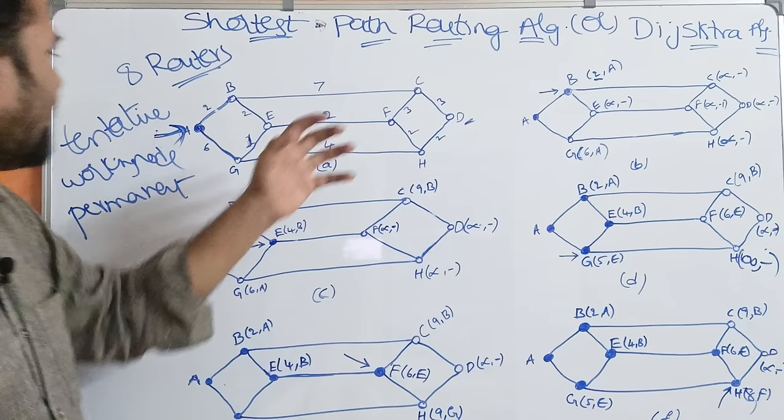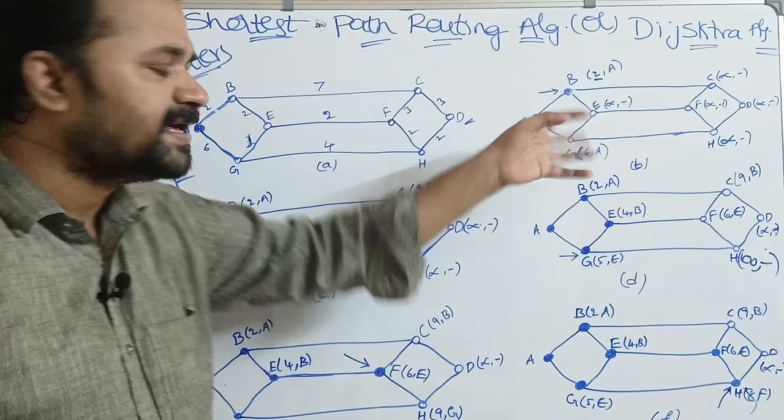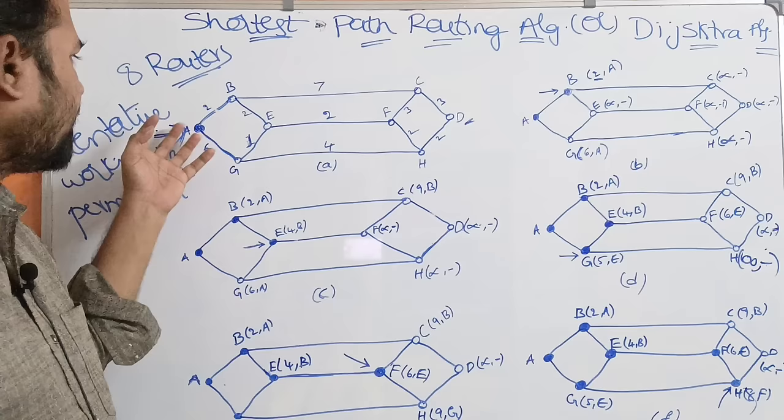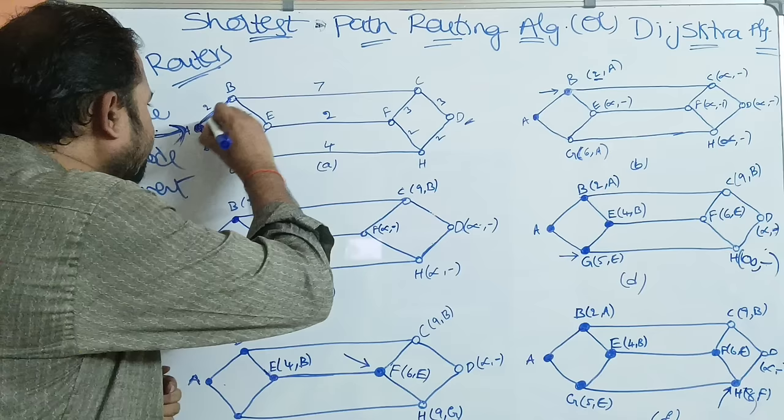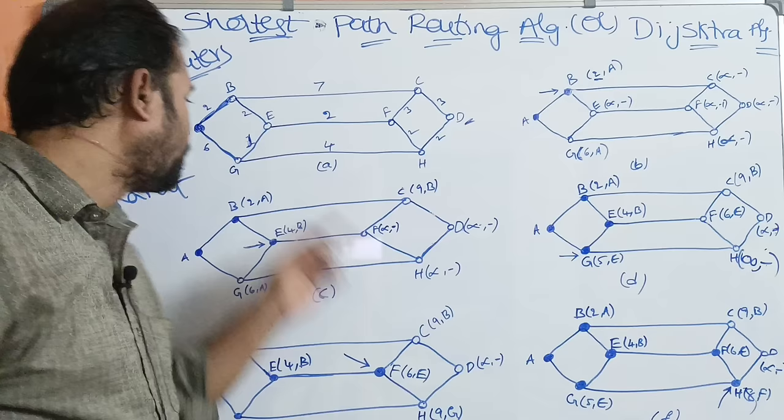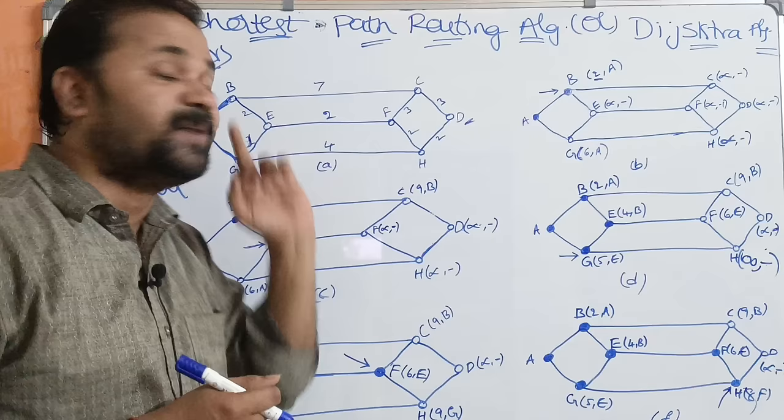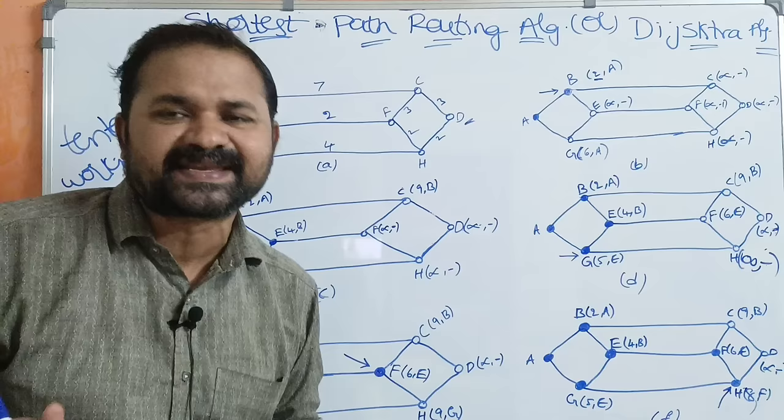Here we have a graph. This graph contains 8 routers: A, B, C, D, E, F, G, H. Here the routers are represented by nodes. Here the nodes are A, B, C, D, E, F, G, H. This edge represents the communication link. So what is the distance from A to B, or what is the distance from E to F? This number represents distance, or cost, or weight, or we can also call it delay.